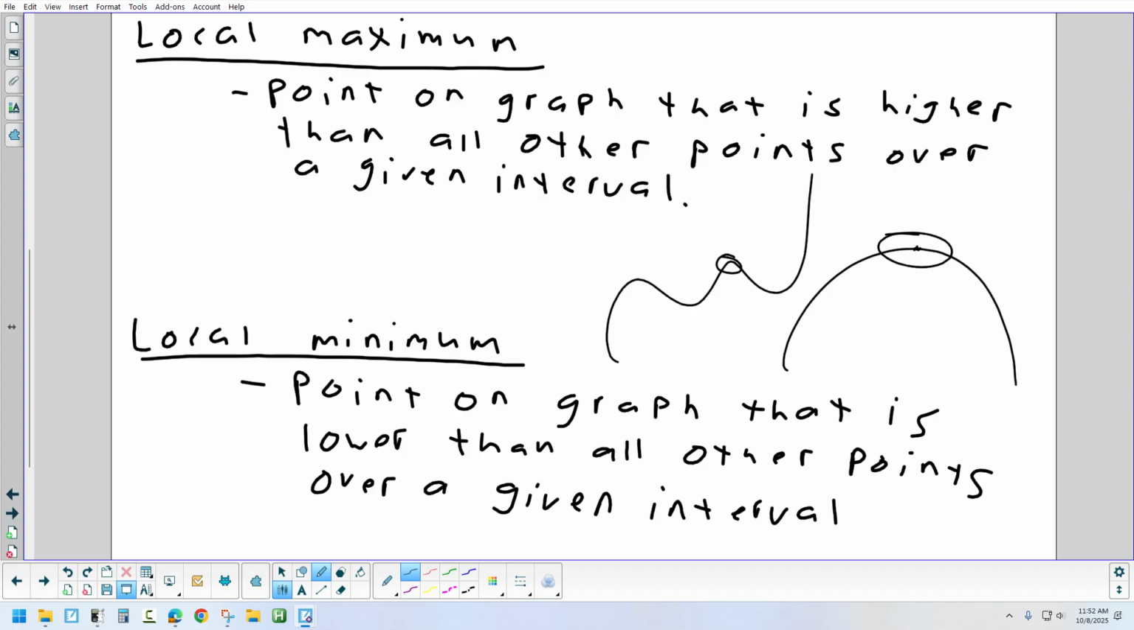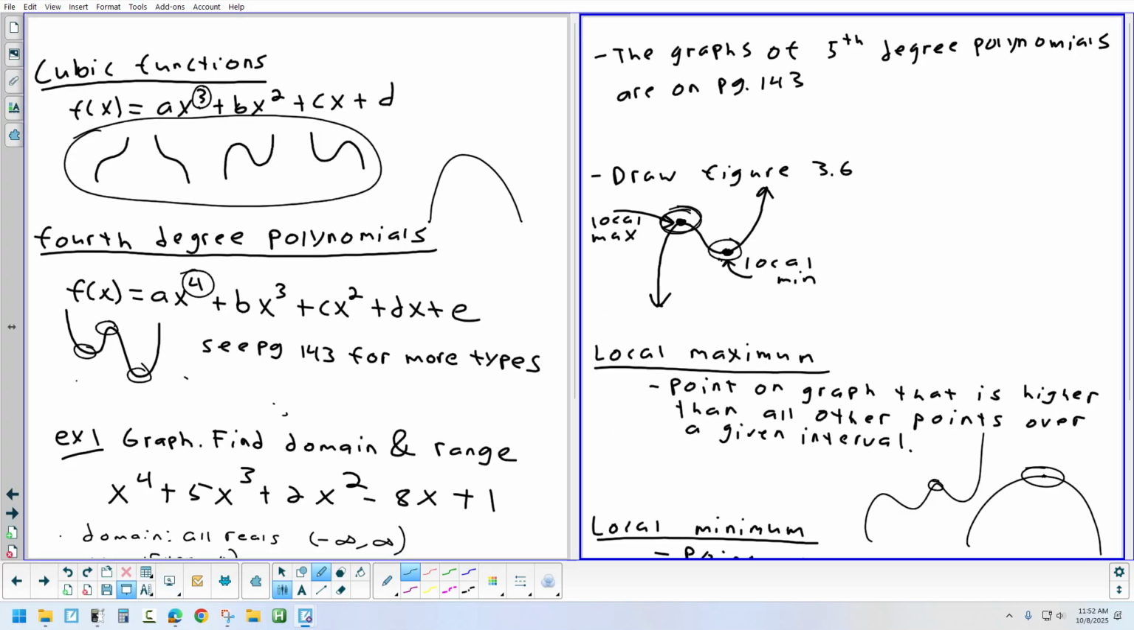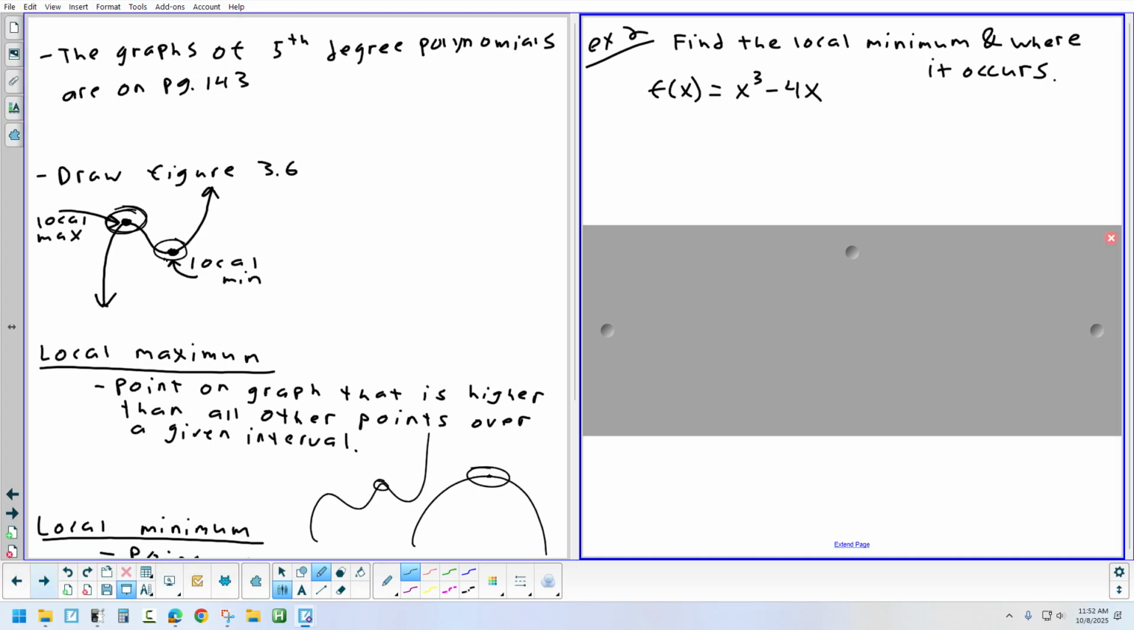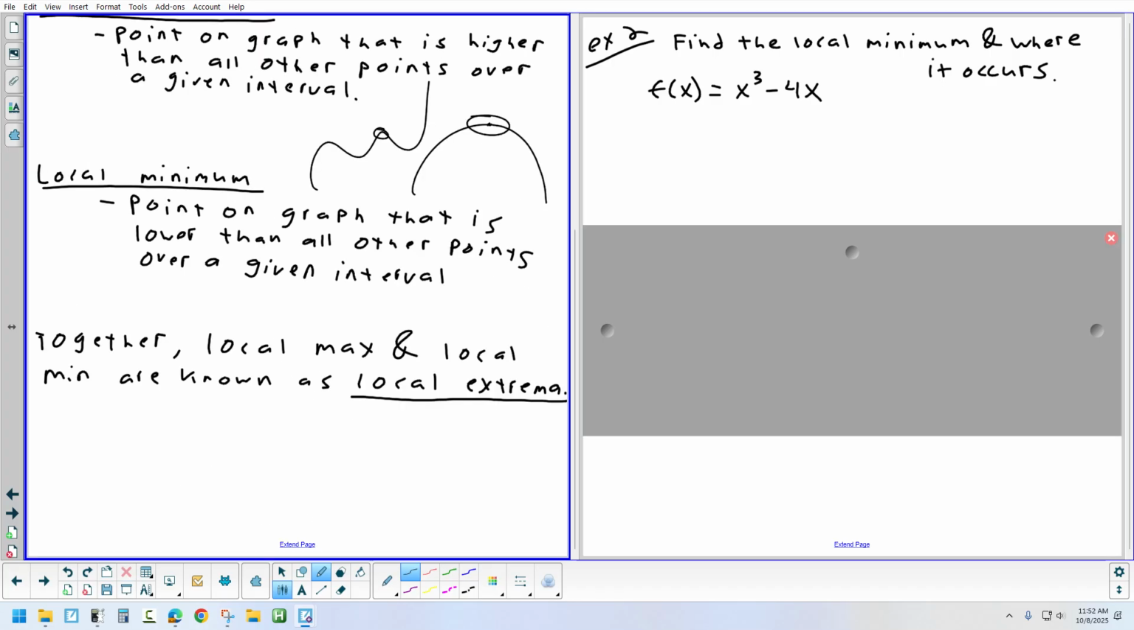Okay. And together, local minimums and maximums, those are called extrema. So if you see directions that say find all local extrema, that basically means to find all the minimums and the maximums. And that's something we do on the calculator. So it's a heavy calculator day. A lot of stuff on the calculator.